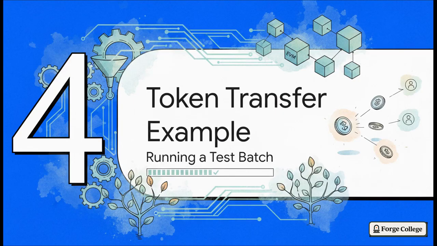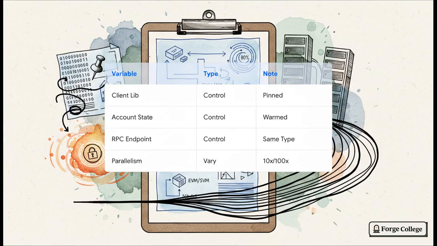Next up, Section 4, the token transfer example, where we run a test batch. Imagine we're testing a native token transfer loop that drives, say, 80% of an app's traffic. Think of this grid as your engineer's clipboard. Notice the strict discipline required here for benchmark design. We hold certain variables absolutely constant. Those are our control variables. We pin the client library to a specific commit hash, we ensure the account state is warmed up uniformly, and we use the exact same type of RPC endpoint. The only thing we change, our varying variable, is the concurrency, testing sequential runs against 10x or maybe 100x parallel requests.